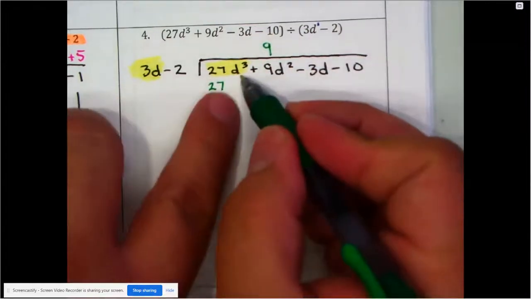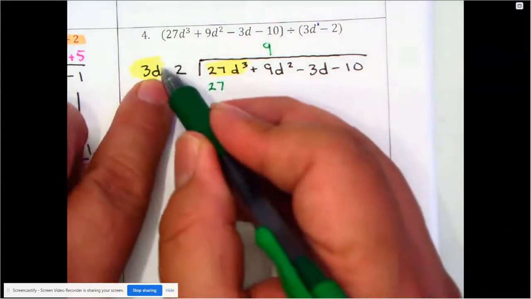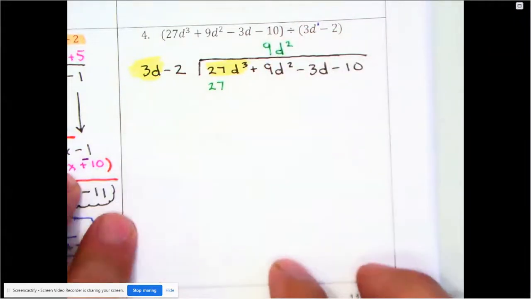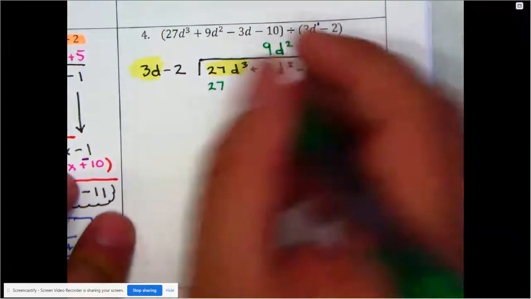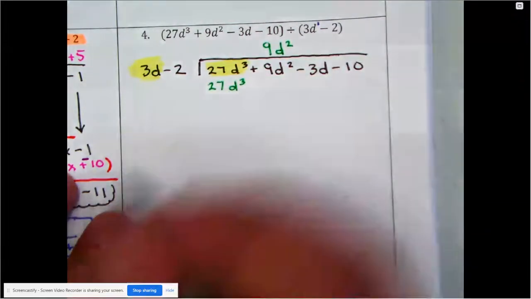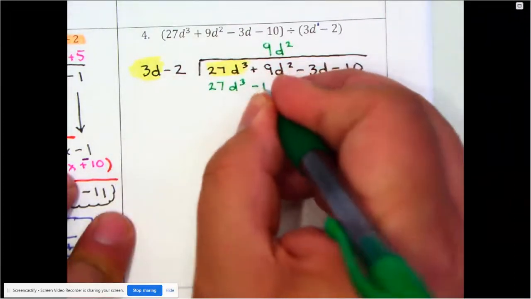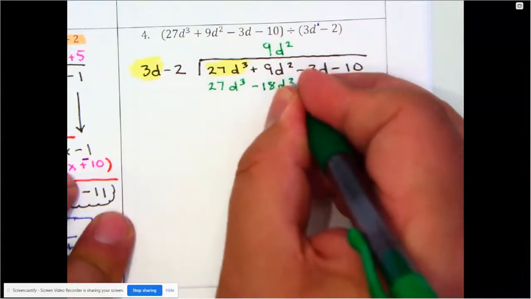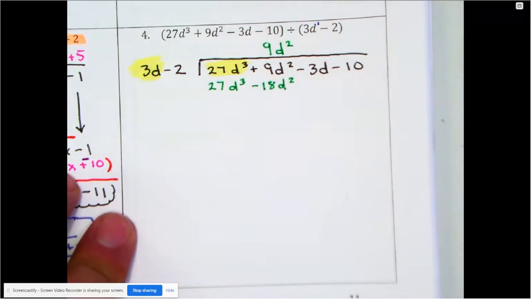But look, I need 3 letter d's. I only have 1. That's why I know I wrote it here, because I need 2 letter d's. That's why I wrote it there, because I knew I needed 2 d's. So then that's d cubed. Look at that, perfect match. All right, but be careful. What's 9 times negative 2? Well, that's negative 18. And yes, there was a d squared involved. So d squared. Besides, your lineup helps remind you that there's a d squared.